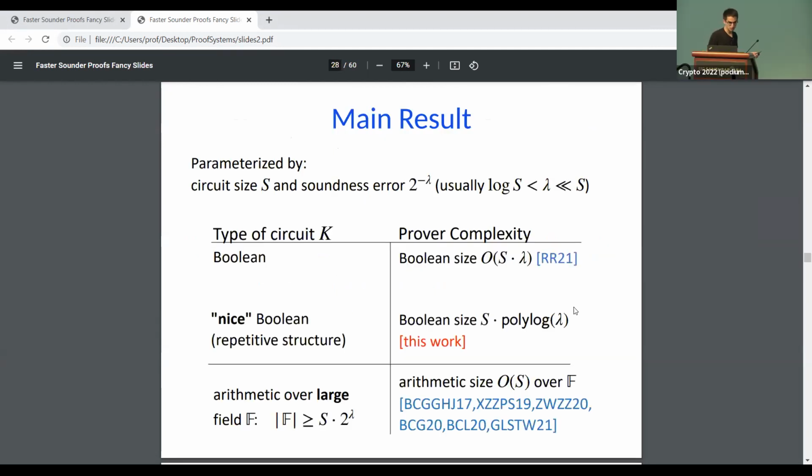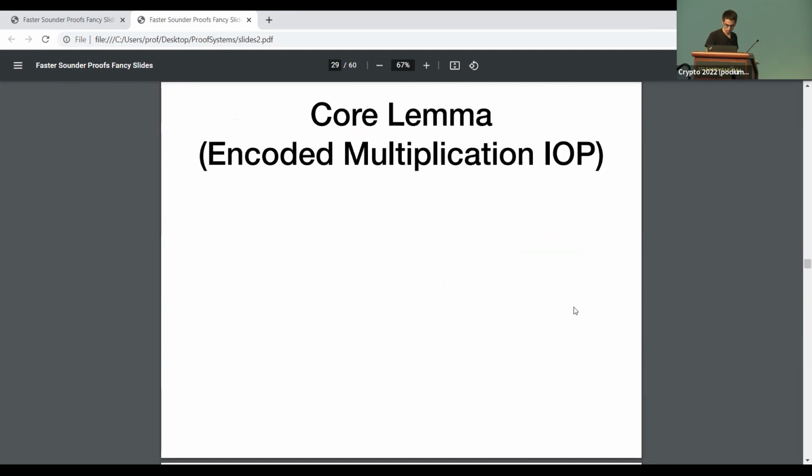Great. So just to put the result in context again, next to the other results: the best thing we would hope for is for this polylog to go away and just have O of S plus lambda. We don't quite get that.